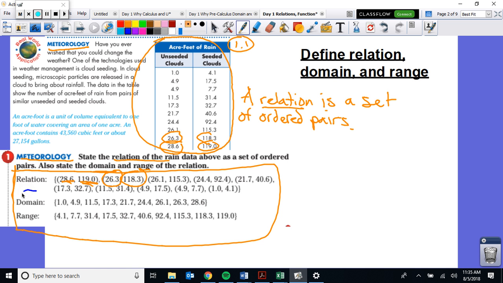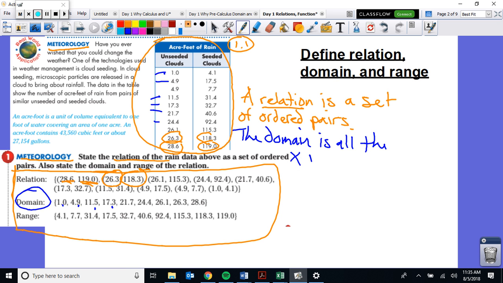Okay, next, domain. What is the domain? I don't really know. So here's an example. It's got 1, 4.9, 11.5, 17.3. Oh, 1, 4.9. They didn't write it twice, they wrote it once, because I guess writing it twice would be redundant. The domain is all the x values. Yes. So here's the x, here's the y.